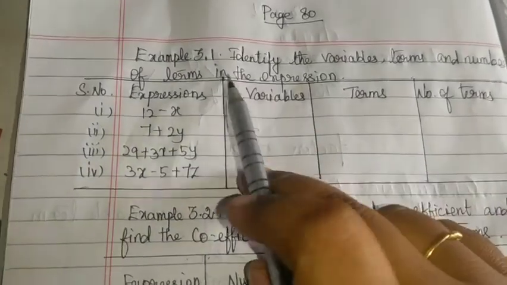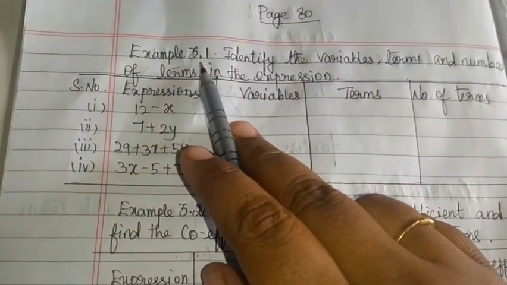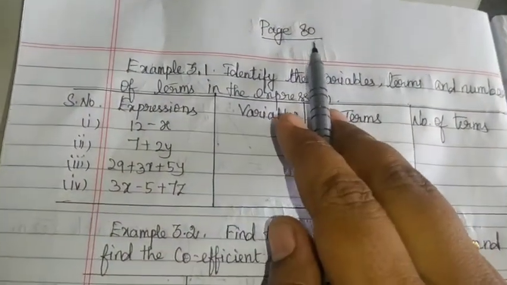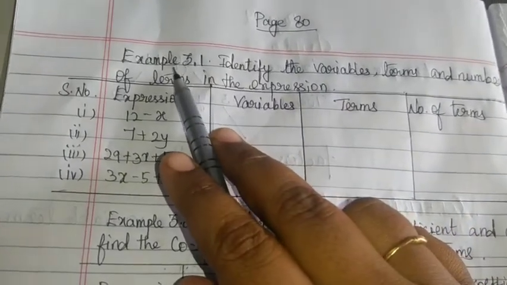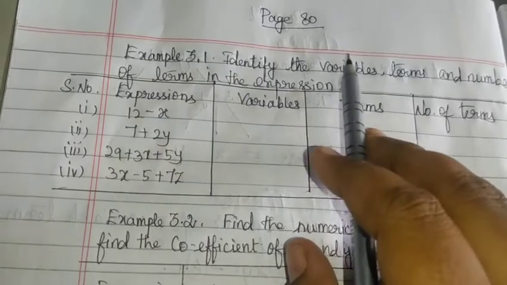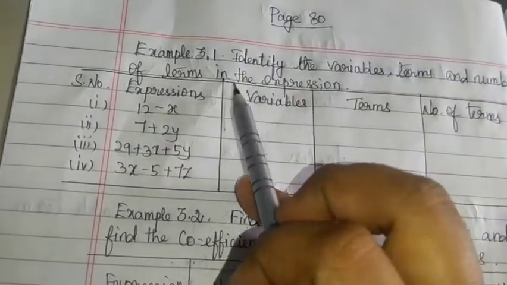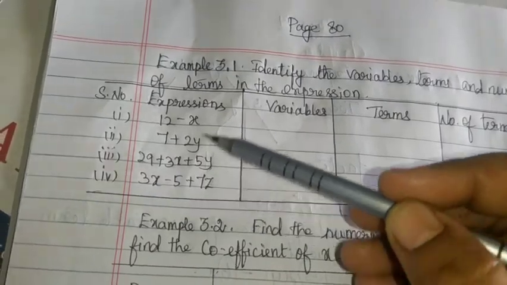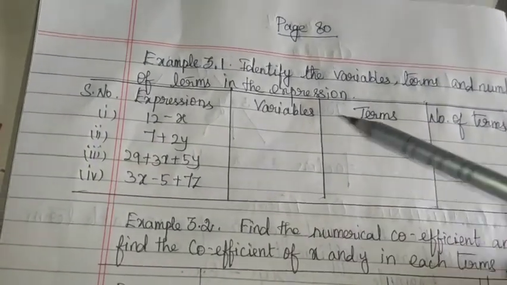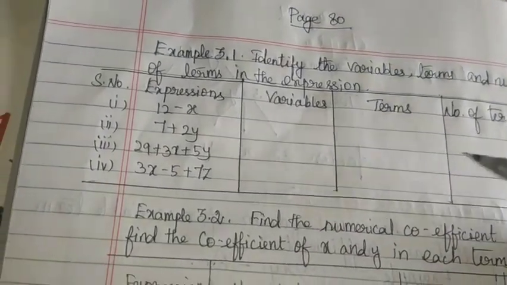After this, now we are going to start with example number 3.1, page number 80. Start to write this one. Example number 3.1: identify the variables, terms and number of terms in the expression. They have given 4 expressions here. In each expression, what are all the variables, terms and number of terms? We have to write it here.